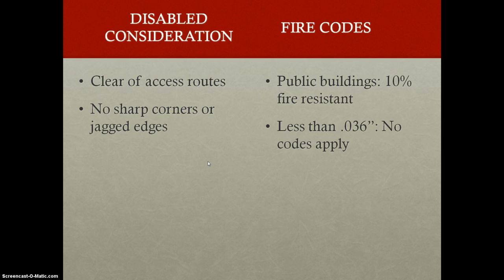Fire codes: it is said that all decorative trim located in certain public and residential buildings must be flame resistant and flame retardant. The amount of flame-resistant materials is limited to 10% of walls and ceilings. That's just in some public buildings. If the trim or the molding is less than 0.036 inches thick, then there are no codes that apply. If there is a fire-resistant code for it, it's generally going to be rated Class C.